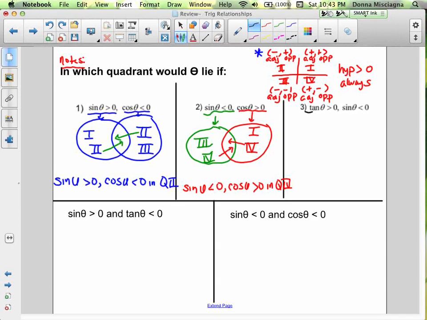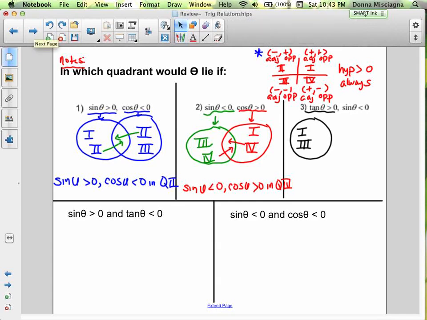All right, let's look at number 3. Tangent theta greater than 0. So tangent is opposite over adjacent. So either they both have to be positive or they both have to be negative. They're both positive in the first quadrant. They're both negative in the third quadrant.